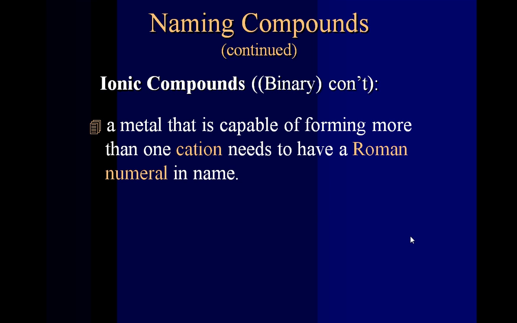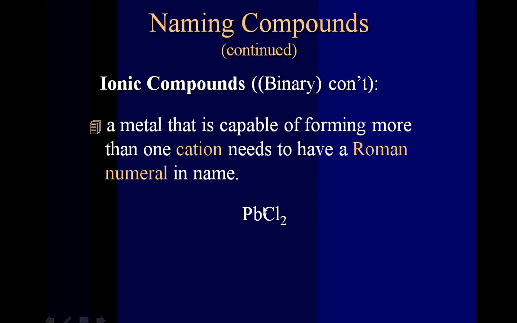All right. A metal that is capable of forming more than one cation needs to have a Roman numeral in the name. So, for example, you won't be required to memorize these. You'll be required to recognize them. And in this case, you would never be given a formula unless I say, okay, these have more than one charge, you need to tell me what they are. However, if I give you the name of the compound, there should be no question as to what you need to do. However, I'm telling you right now that lead has more than one charge.